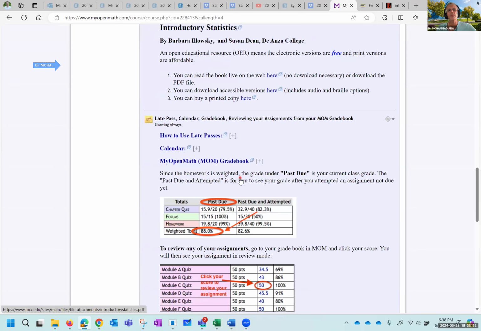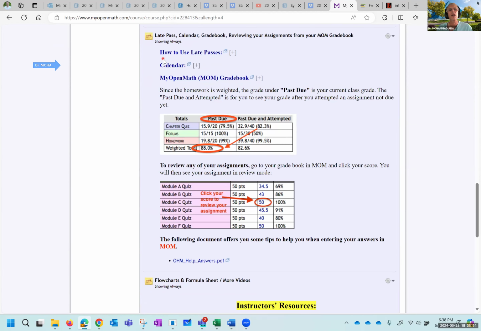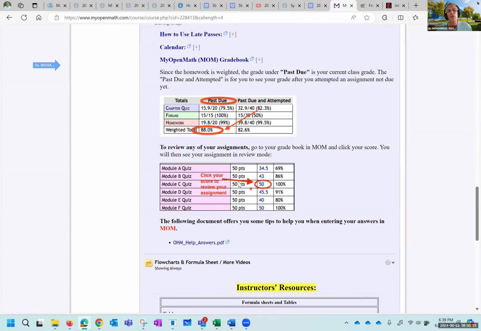What comes next? It explains how to use a late pass, calendar, open math, pass-through stuff. This is what I want to explain. If you want to review any of your assignments, you took the exam and you're done, the next day when it expires, then you can click on your grade. Then the exam comes up and you can review it. Okay.